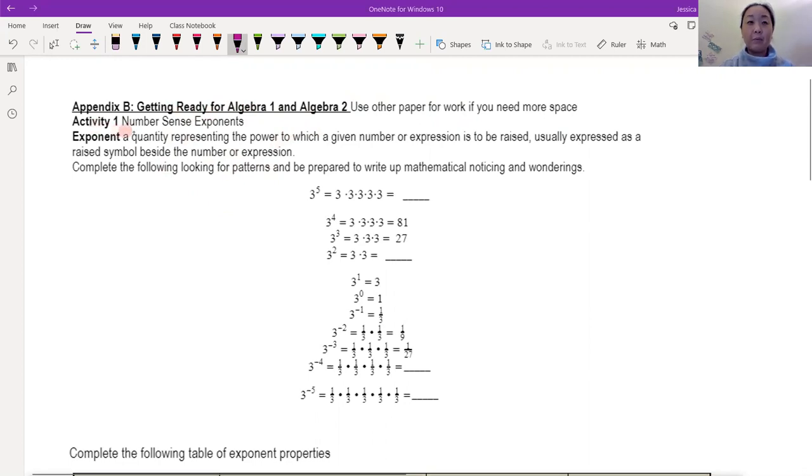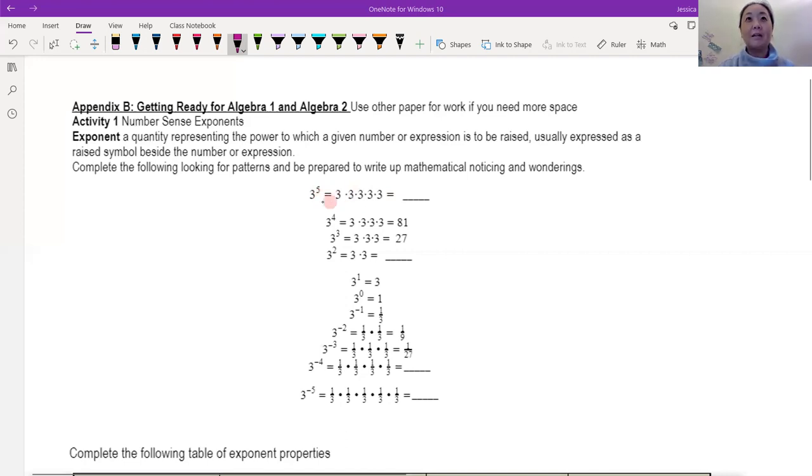Today, find it. Look for it. This is Activity 1, Number Sense Exponents. So if you look here, we have something with that little number right there, which we call a power or an exponent. You know, it's the E part of PEMDAS, right? So P parentheses, E exponents, that's that one. All right, so what is exponents?